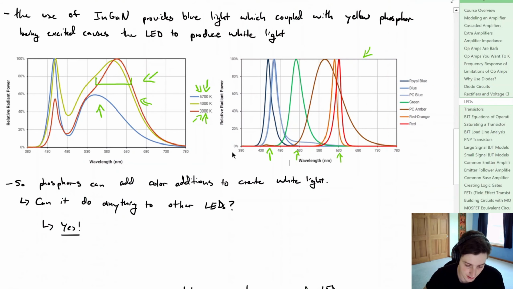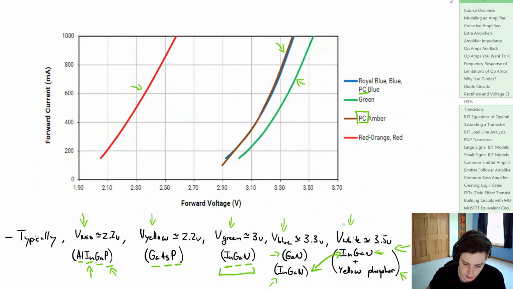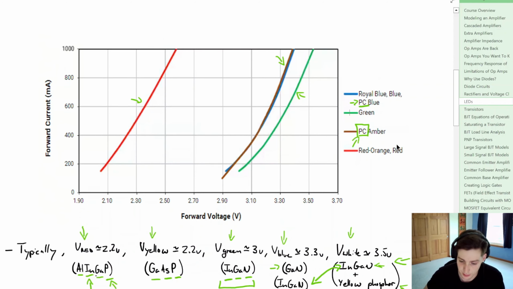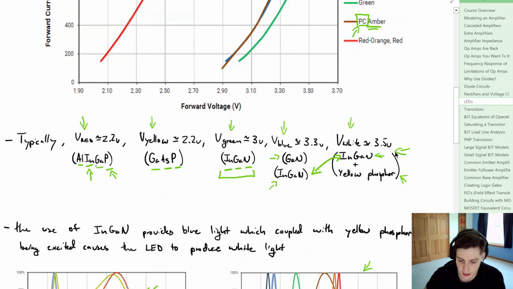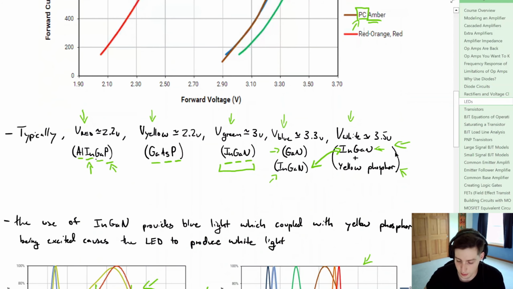So what we can say is that phosphors can add color additives or additions, and this is what's going to help us create white light. So if we scroll back up here, we saw that we had this PC amber and this PC blue, or phosphor converted. So we used phosphor to actually make an amber in this case. Now maybe you ask, why do you even want a PC amber LED? Well, it turns out thermally, if you look at the output characteristics of the LED, you have a clear distinction.